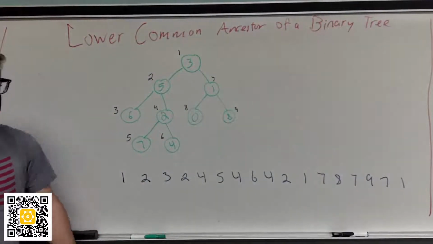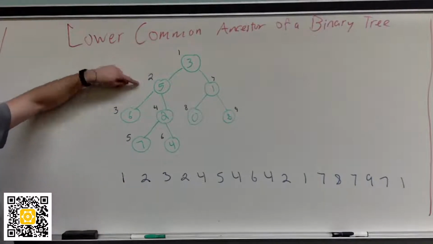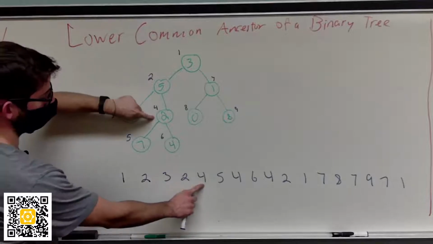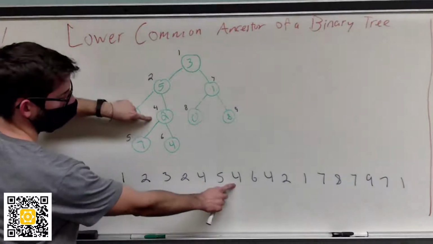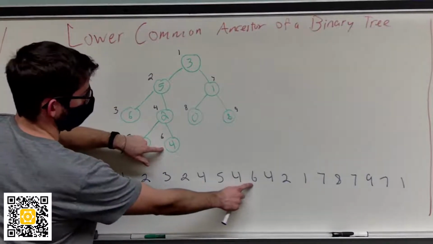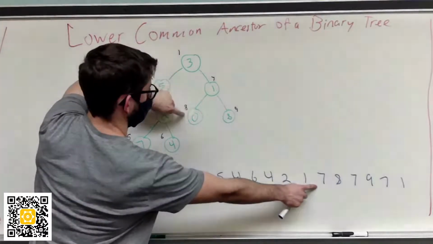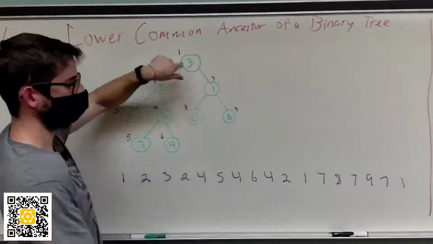So how did I get this sequence? I started at the root, 1, then 2, 3, back to 2, 4, 5, back to 4, 6, then 4, then 2, then 1, 7, 8, 7, 9, 7, 1.